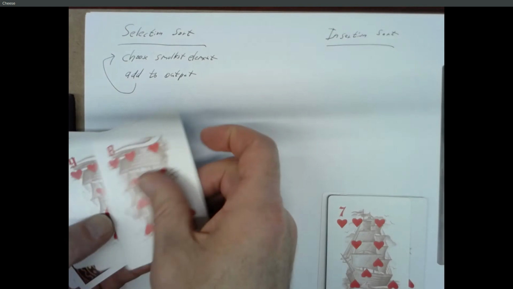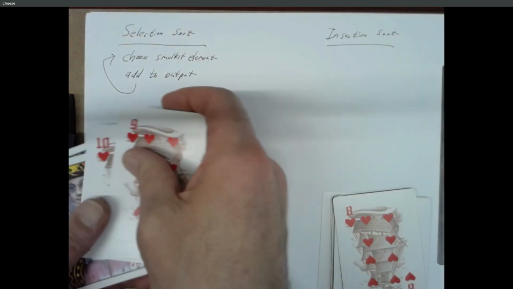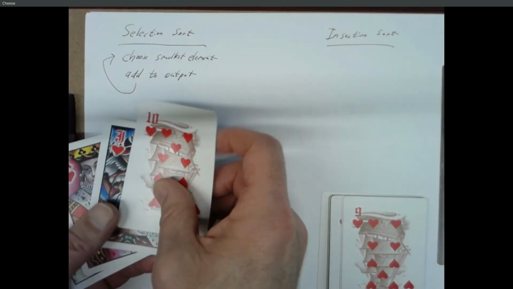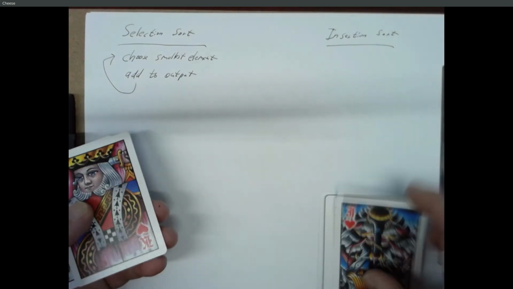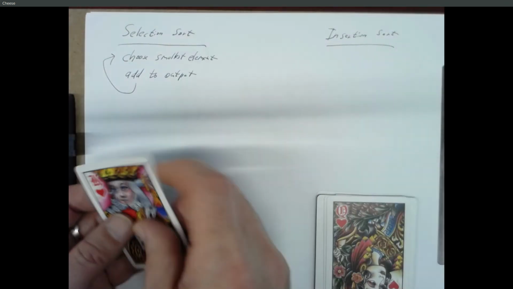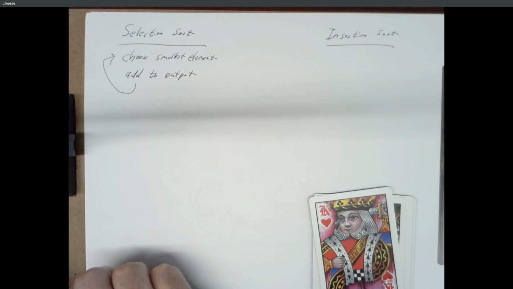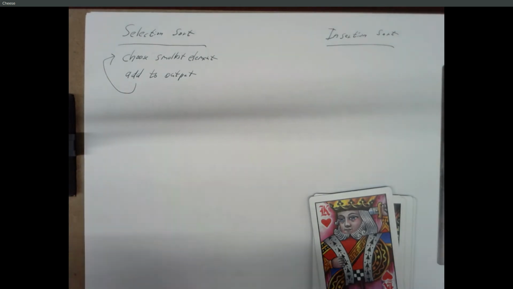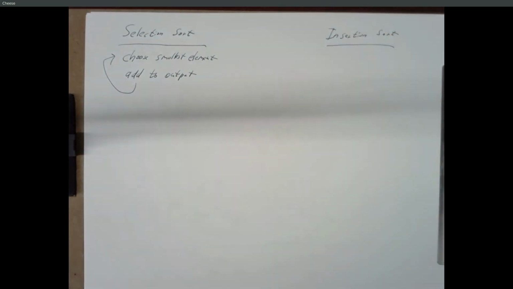There's a 7. Go through. There's an 8. There's a 9. There's a 10. There's a jack. There's a queen. There's a king. And we're done. Yay! I didn't mess up. Alright, so that's a selection sort.